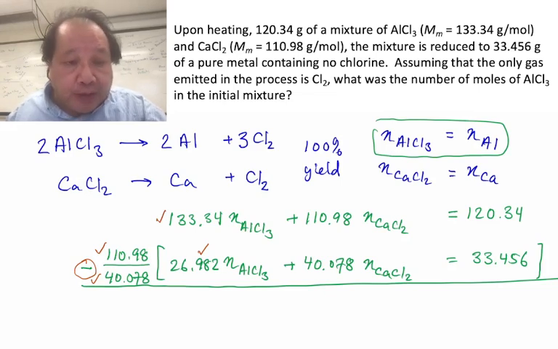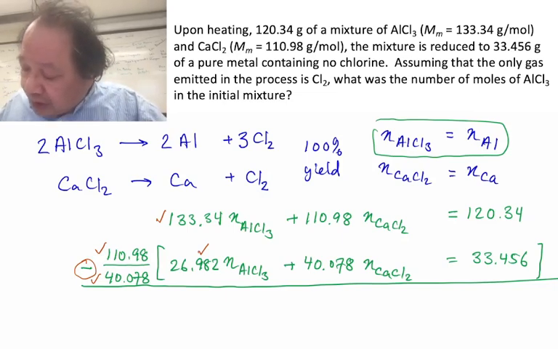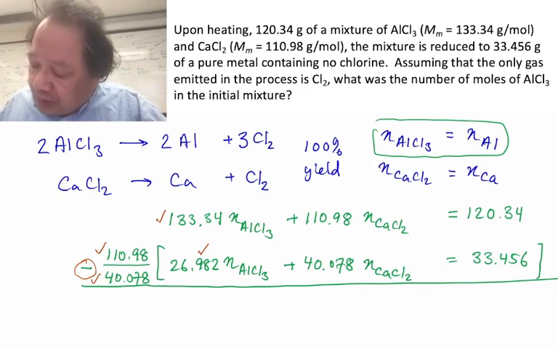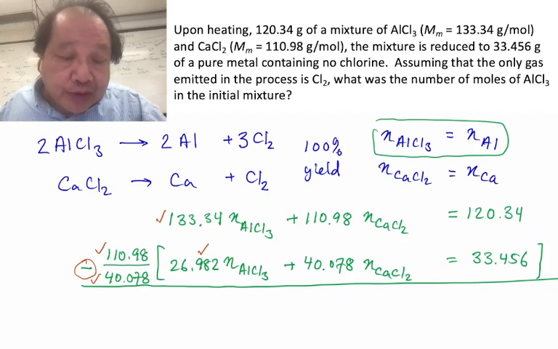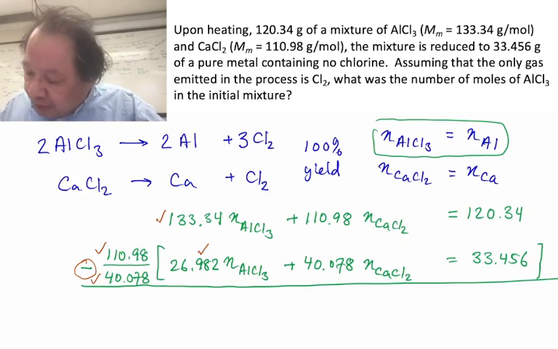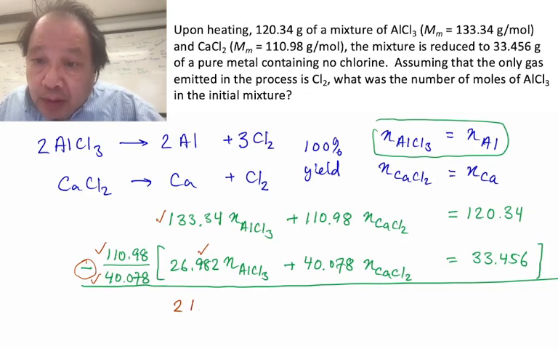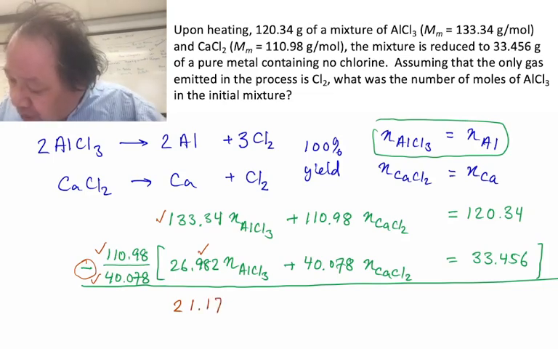So I'm going to say again what I'm going to do, but I'm actually just going to plug the numbers into the calculator. 26.982 divided by 40.078 times 110.98, and then subtract that from 133.34. And if you do that, you get 21.1708 moles of AlCl3.